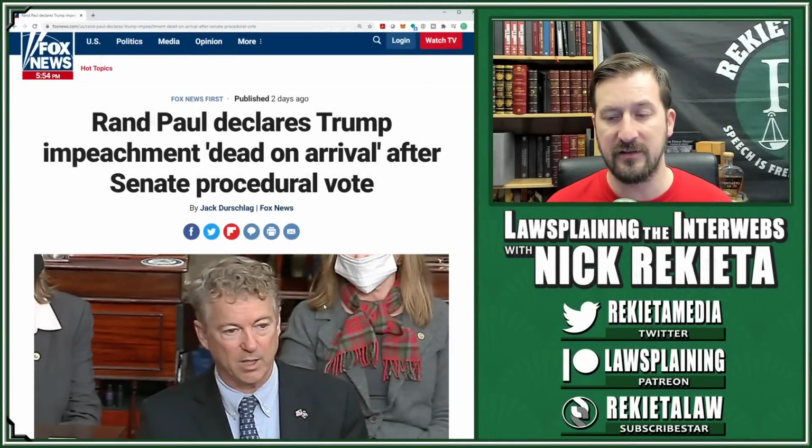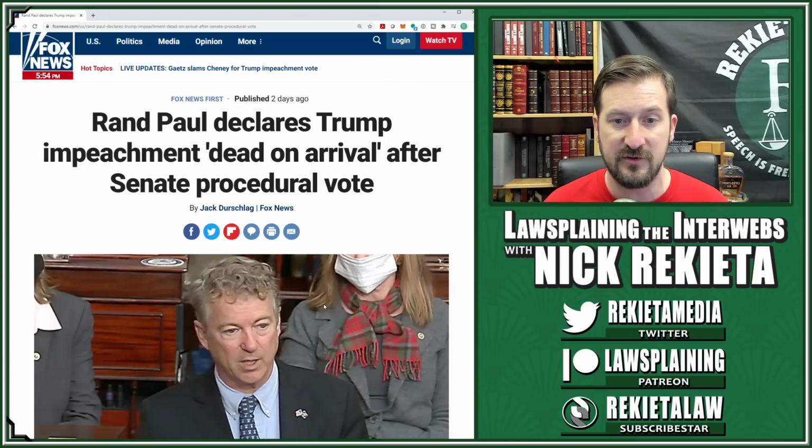Rand Paul has declared that Donald Trump's impeachment is dead on arrival after the Senate held a procedural vote over the constitutionality of the impeachment itself. Now, the vote ended up with 45 Republicans saying that the impeachment itself was unconstitutional, with 5 Republicans saying it was constitutional, and then, of course, all of the Democrats saying that it was constitutional.